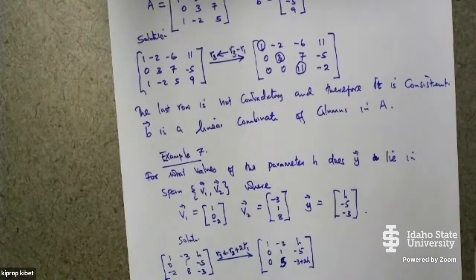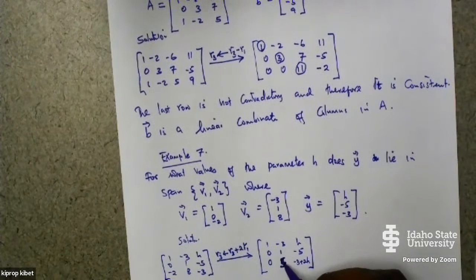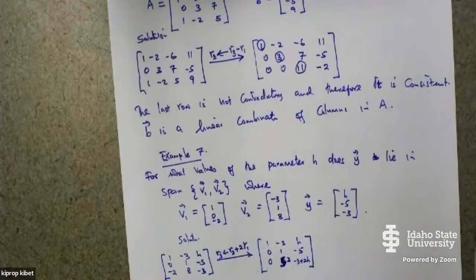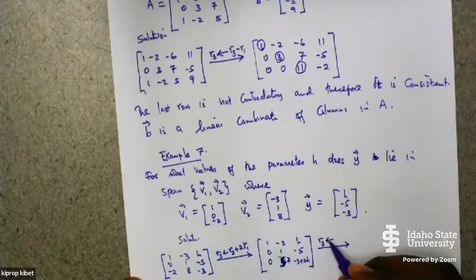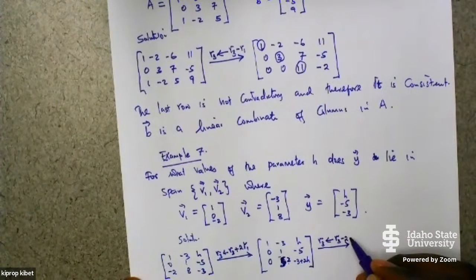Good. On the bottom row, shouldn't it be a 2 instead of the 5, because you're doing 2 minus 3? Oh, so this one should be 2. Okay. So we need to reduce this. The 2 here. So to get the new R3, it is R3 minus 2 R2.